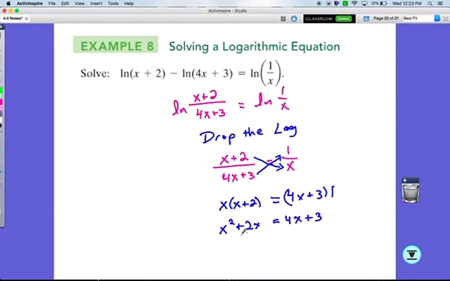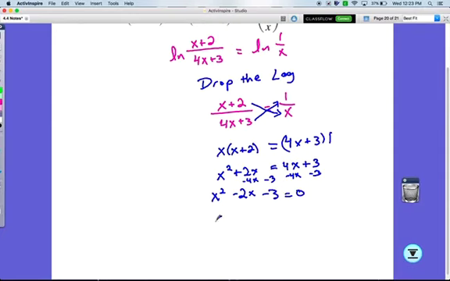I bring everything to one side. If I subtract the 4x, 2x minus 4x is going to give me a minus 2x. Go ahead and write that there. Subtract the 3 over as well, so minus 3 is equal to 0. I factor it: (x minus 3)(x plus 1). So my answer choices are 3 and negative 1.